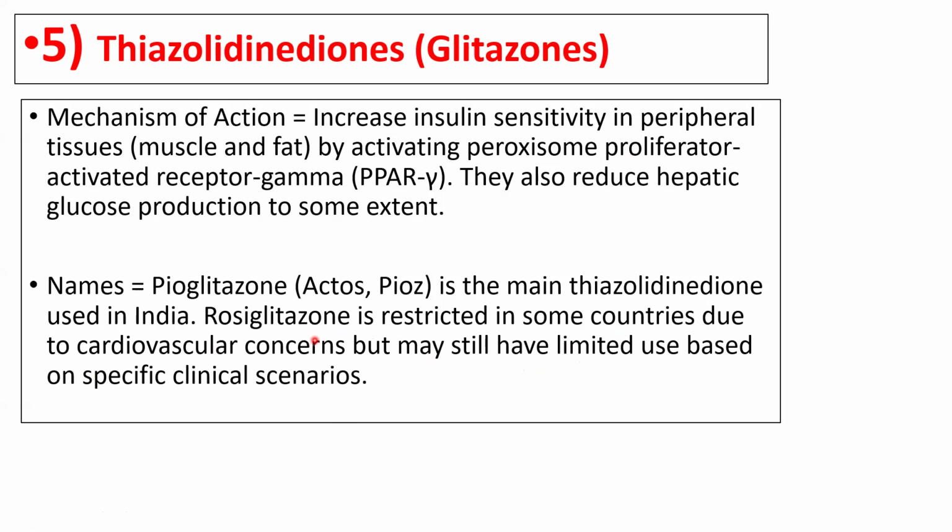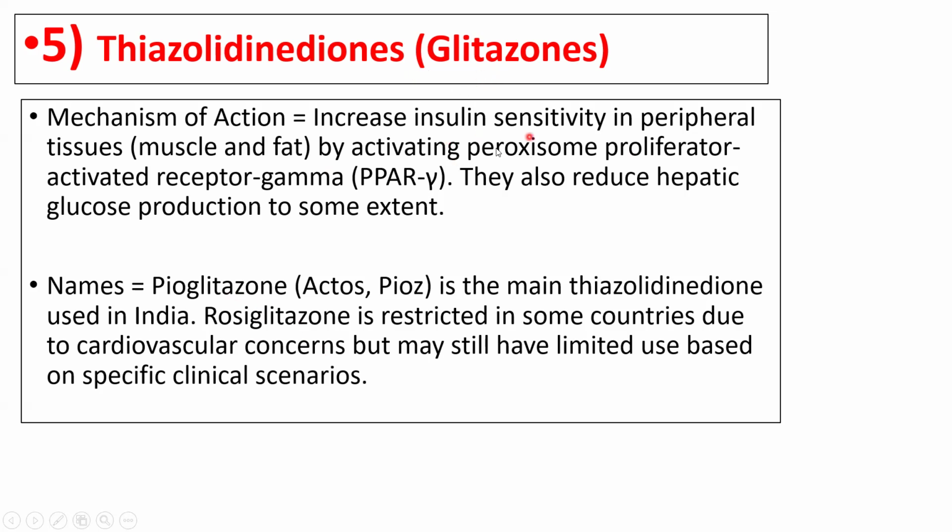For example, in the antibiotic, first generation, second generation, third generation. Similarly, here this is the third generation medicine, pioglitazone, rosiglitazone. Remember, common in GP. Pioglitazone, rosiglitazone. Don't forget, these are the glitazones.